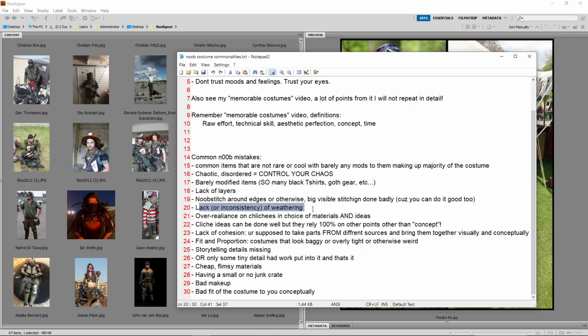Well, lack or inconsistency of weathering, I don't think that needs much of a comment by this point on this channel. Over-reliance on cliches in choice of materials and ideas, and while cliche ideas can be done well, they rely 100% on the other points other than concept. So, talking about these points here.